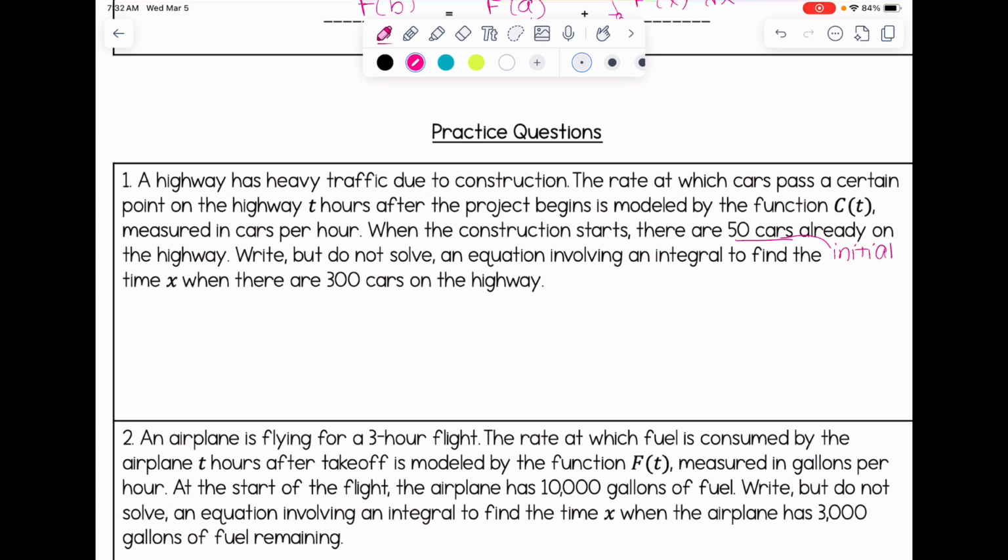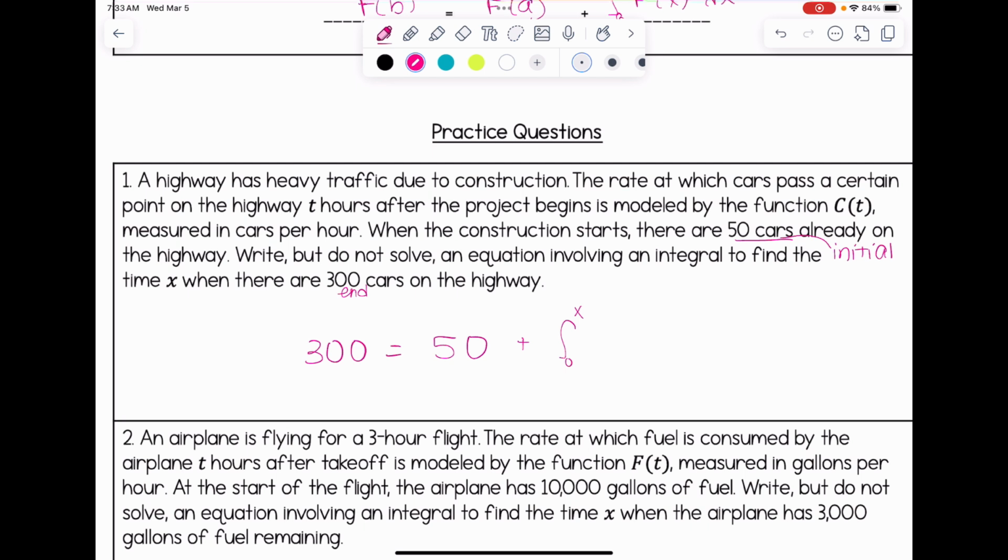Then it says, write but do not solve an equation that involves an integral to find the time x where there are 300 cars on the highway. So we're trying to work with the end amount of 300, basically determine when that happens. So the end amount is 300. The initial amount was 50. And then we're going to write an integral to talk about how the number of cars on the highway has changed. We started with 50 at time t equals 0, at the very beginning.